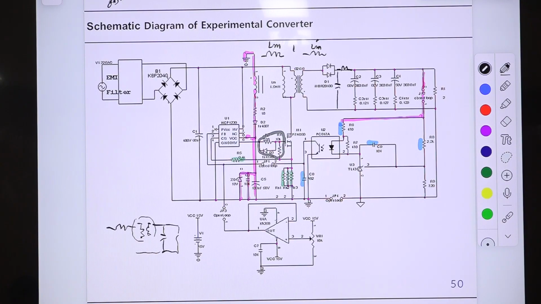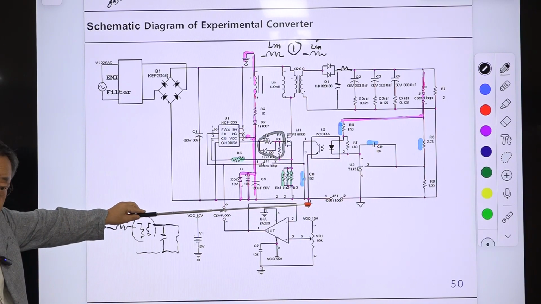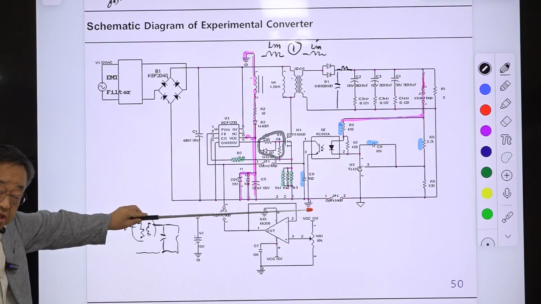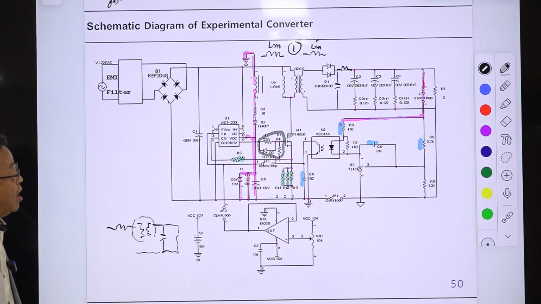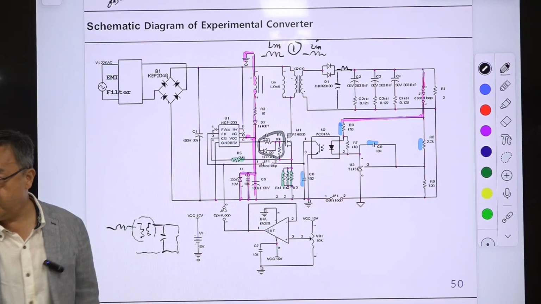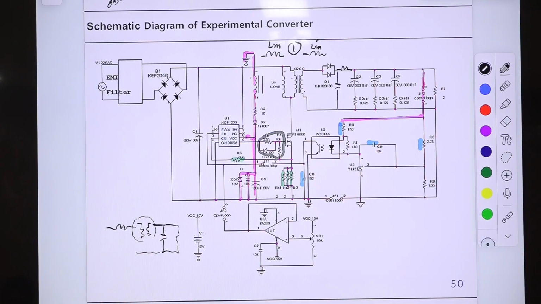Another one is this one, which is for the measurement of the control to output transfer function. So you can ignore this. You don't need this. And this can be connected during normal operation, but with a small capacitor value.